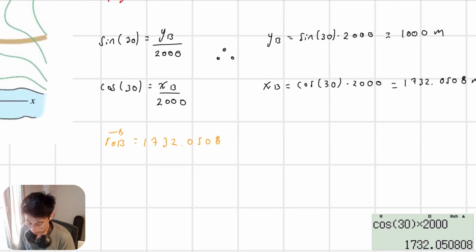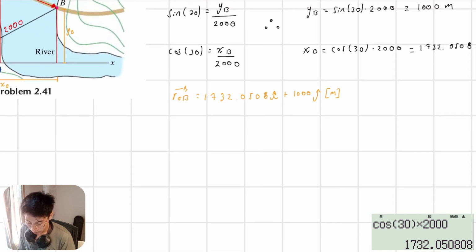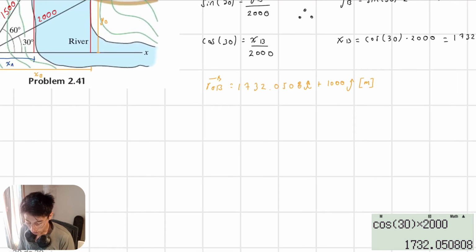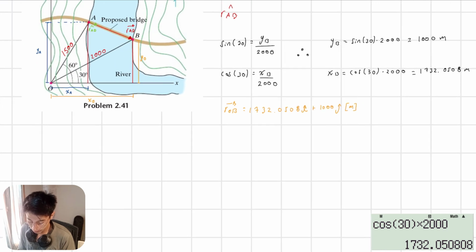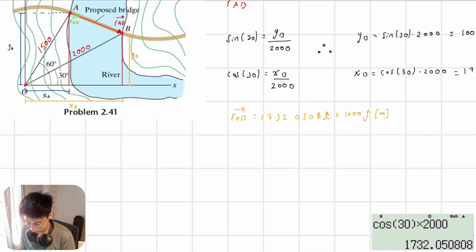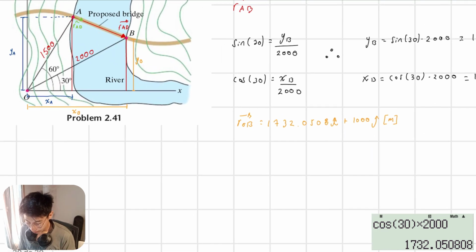0508 along the I direction, plus 1000 on the J direction, and this is in meters. Alrighty, now for the second part, we're going to apply the same equations, but taking into consideration the 1500 and the different angle, basically.